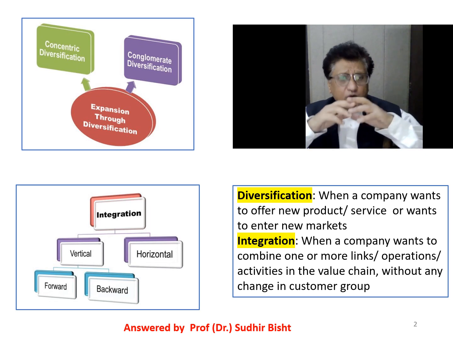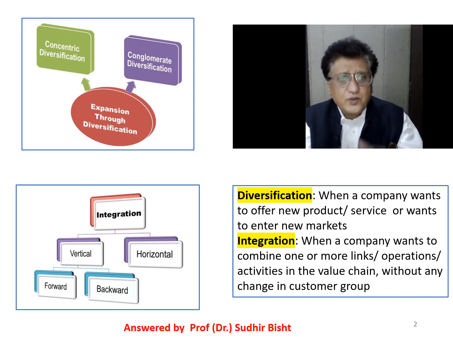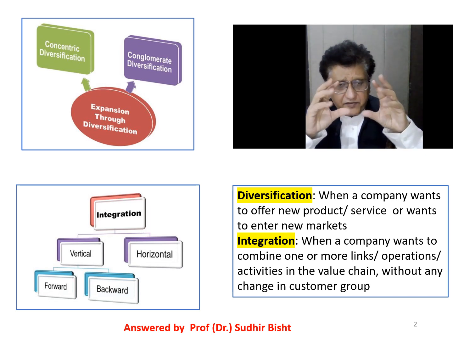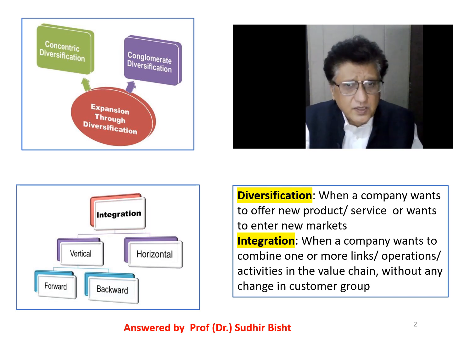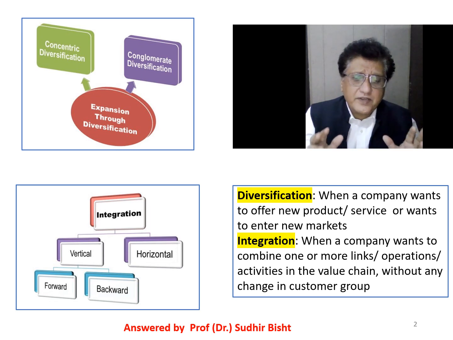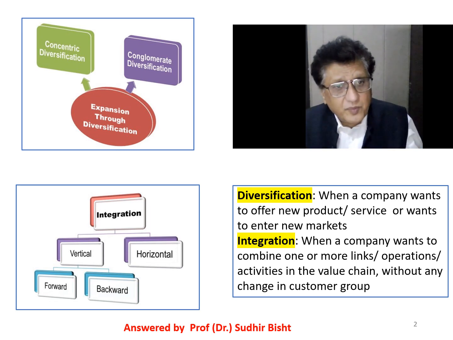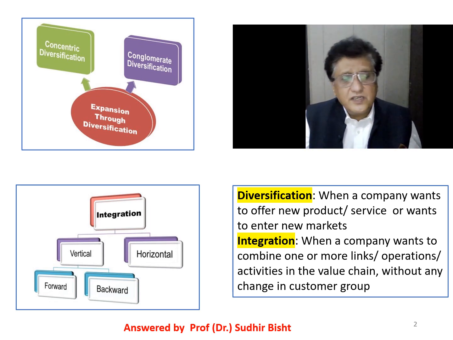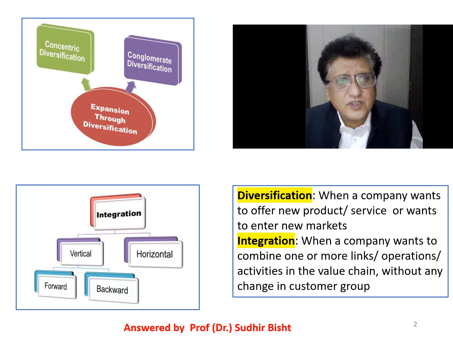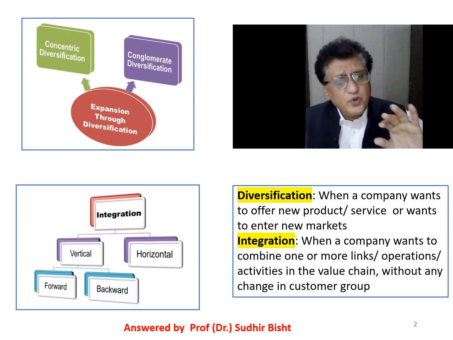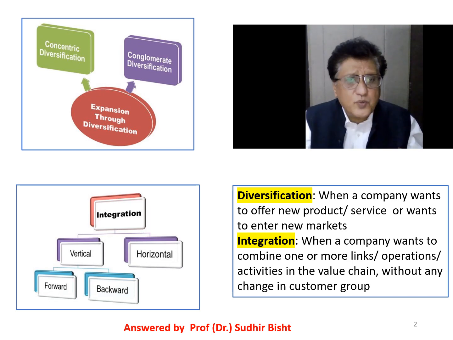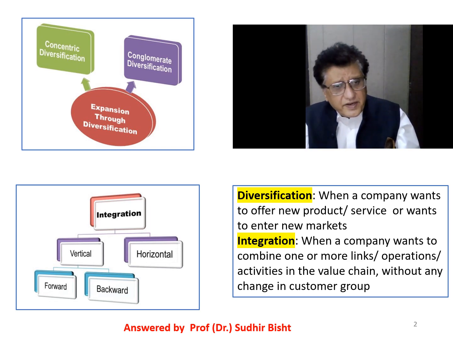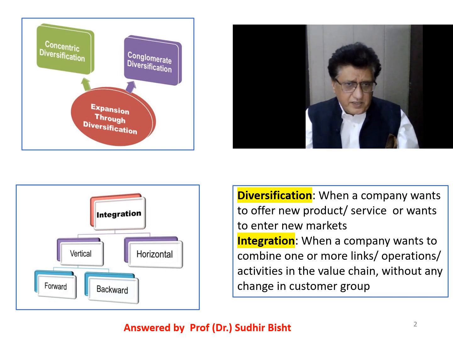Concentric diversification: two concentric circles are those which have a common center. Okay, which have a common center, they are concentric circles. So when an organization acquires or develops a new product or service which is closely related to organization's existing range of product or service, it is called concentric diversification.